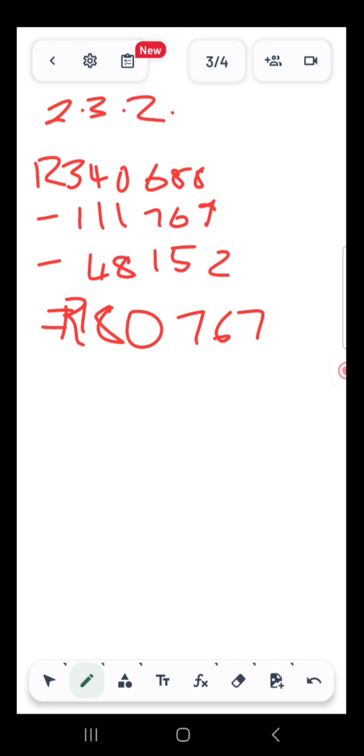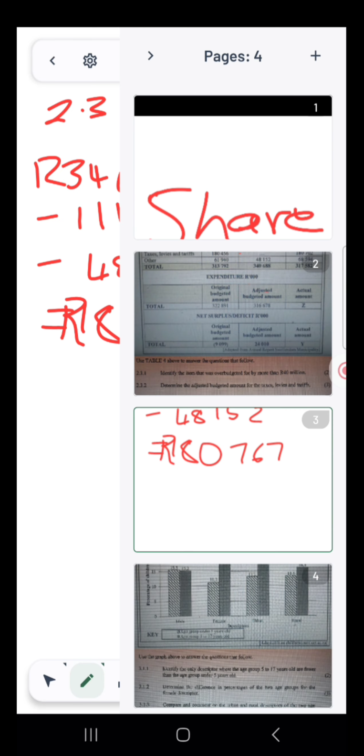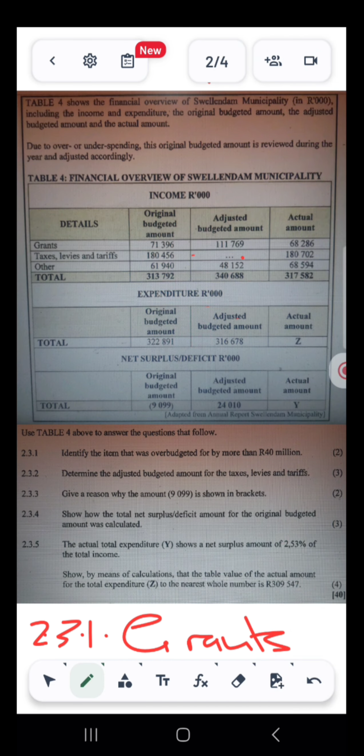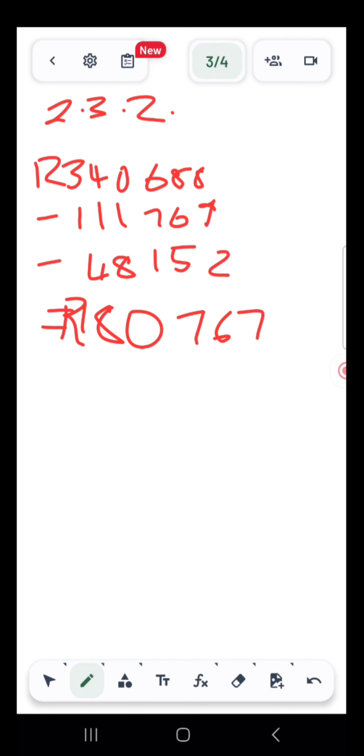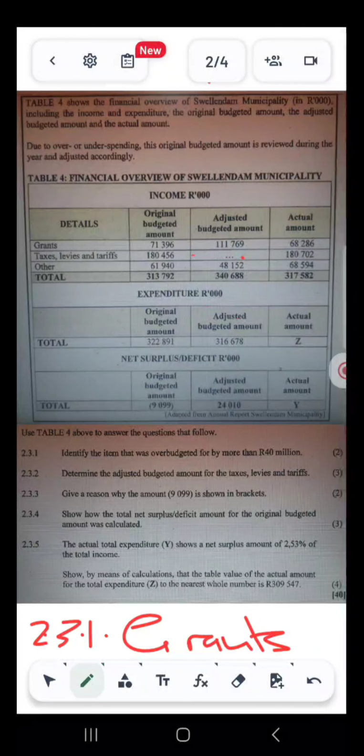180,767 rand. So it means the adjusted amount here is 180 million. So they adjusted it from, it's almost the same, right? 180 million, 456 original budgeted amount, and then 180,767 adjusted. They only changed that. Okay.